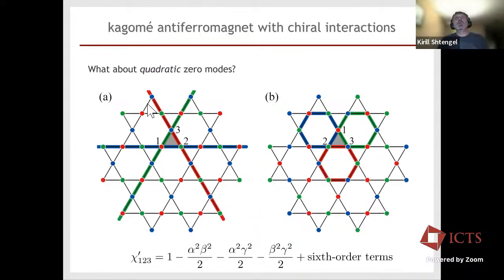Now, what about harmonic excitations? Harmonic excitations are not zero modes. They cost energy and they determine the thermal order by disorder physics.